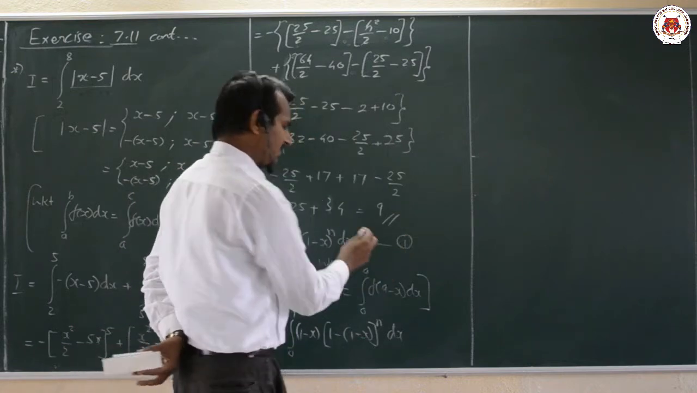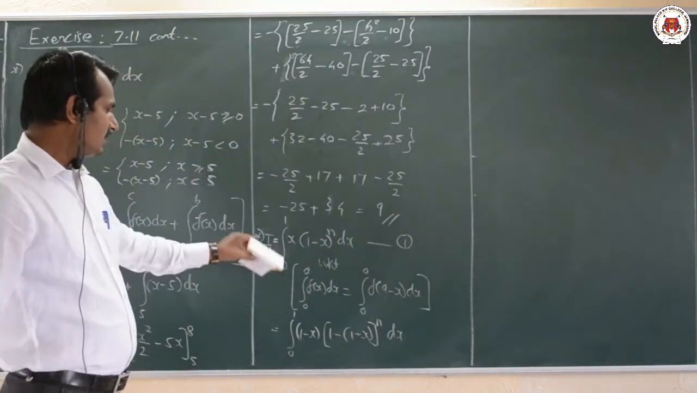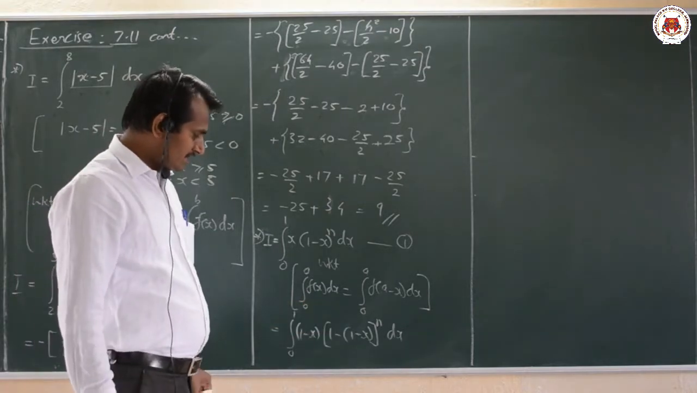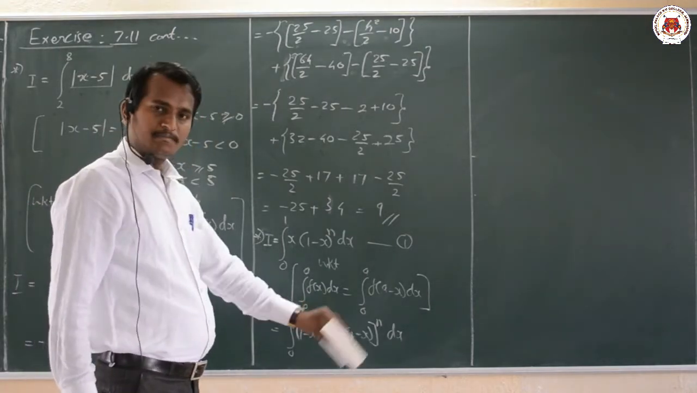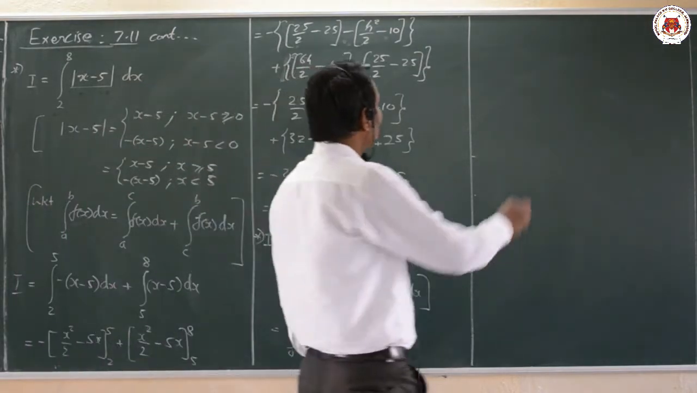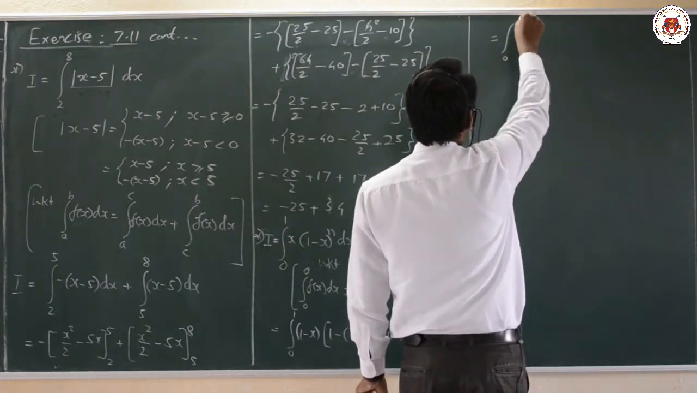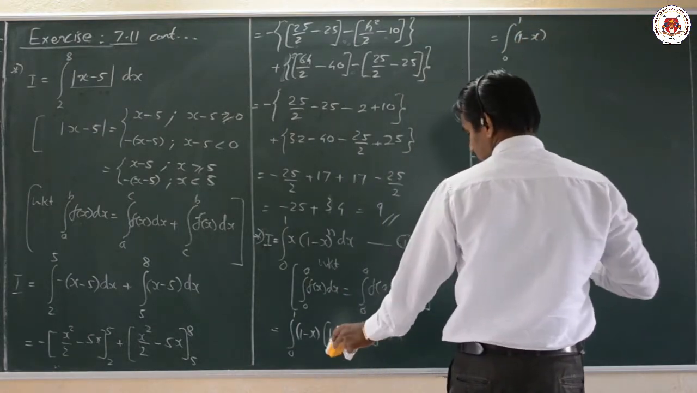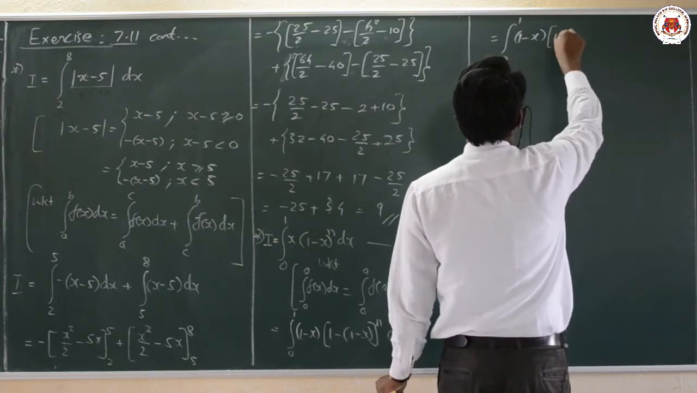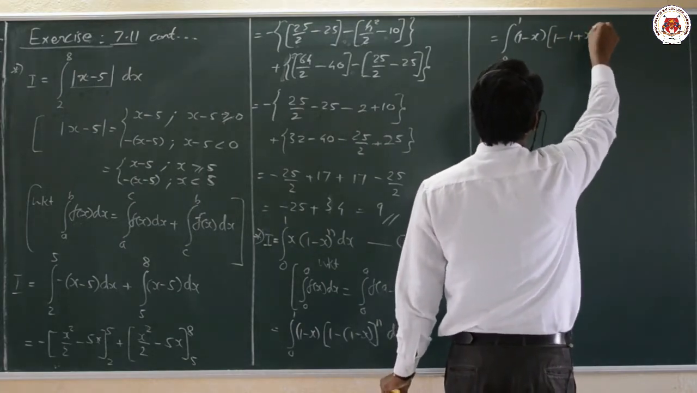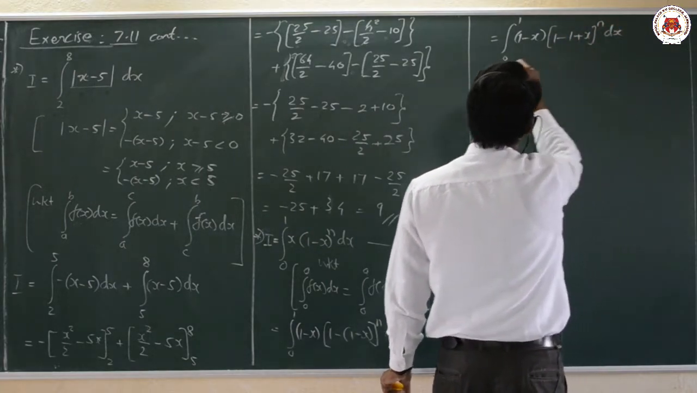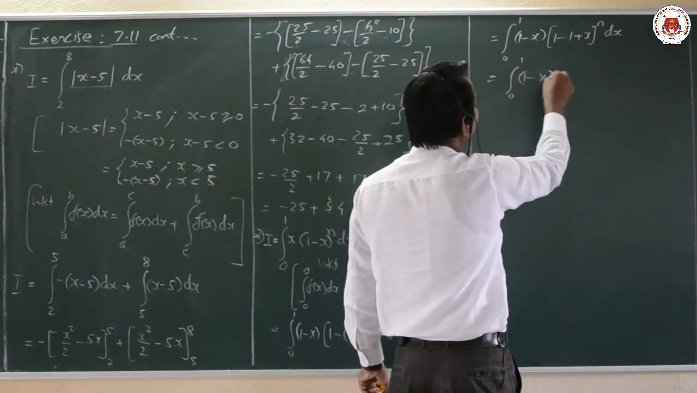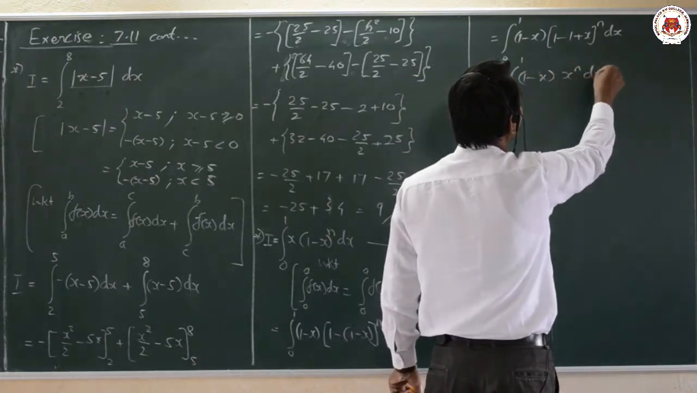We can take the question itself as equation number 1, that is nothing but our I here. Now we shall solve it. 1 minus 1 gets eliminated. Minus into minus, plus it remains. So what we have is integral from 0 to 1, 1 minus x, next 1 minus 1 plus x whole to the power of n into dx, which is equal to integral from 0 to 1, 1 minus x into x to the power of n into dx.